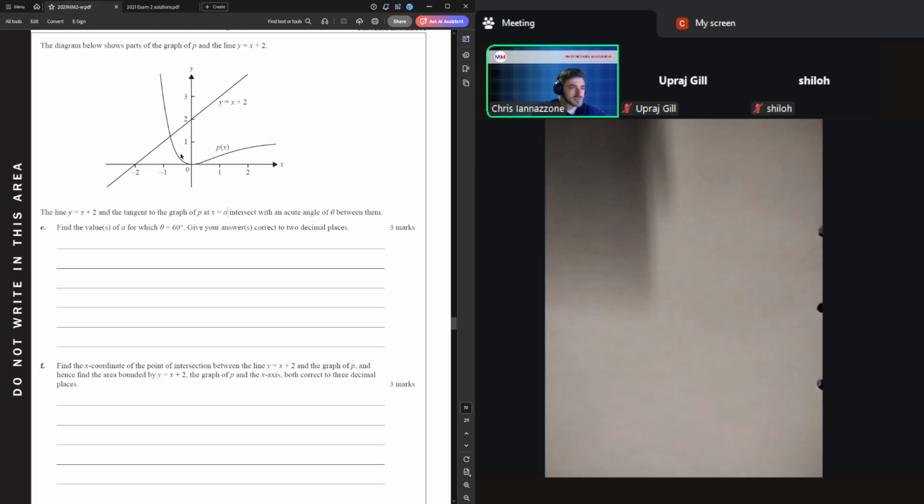And so basically you're taking some tangent line off of p, and when you do so, it is intersecting this y equals x plus 2 at some certain angle. Now, you want to get the acute angle that is between the two. So obviously if I draw a straight line anywhere off of this graph, you're going to have a pair of acute angles and a pair of obtuse angles.